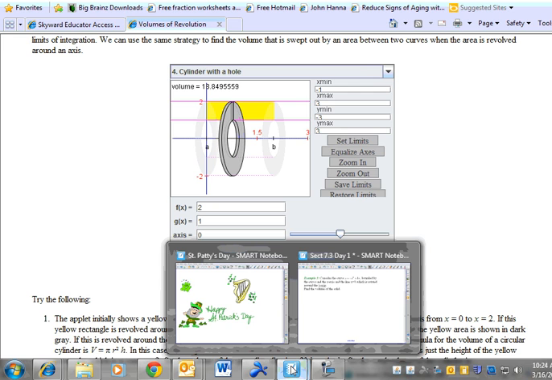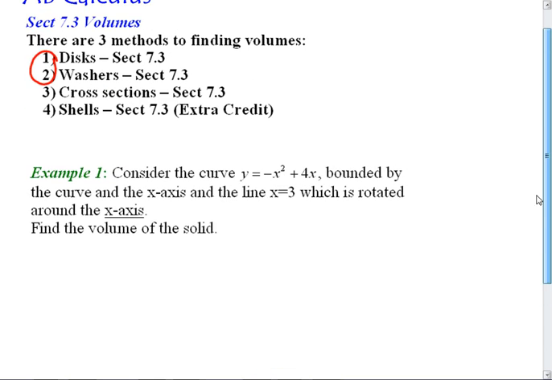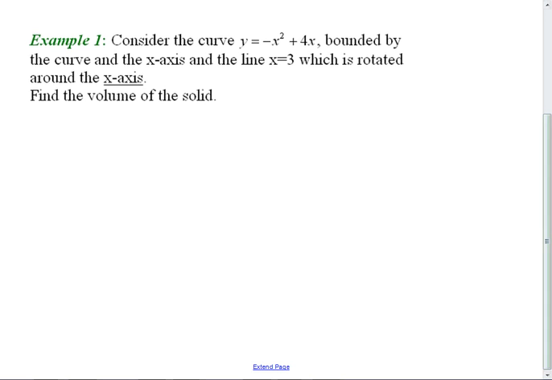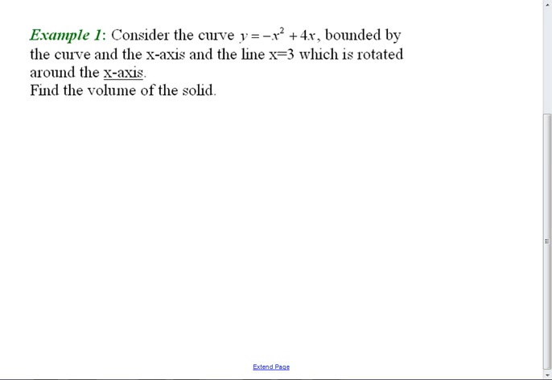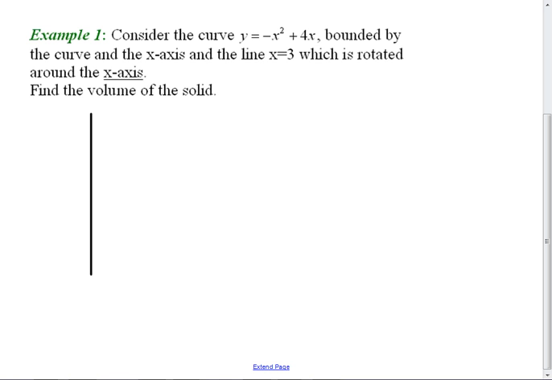The challenge is going to be, of course, graphing it. Okay? And so I should know what that looks like. Consider that curve bounded by the curve, the x-axis, and the line x equals 3. And I'm going to rotate around the x-axis. So you need to draw these with me. Oh, you'll have to do the best you can, because if you don't draw them, you're not going to get the right pieces. So we're going to rotate around the x-axis.